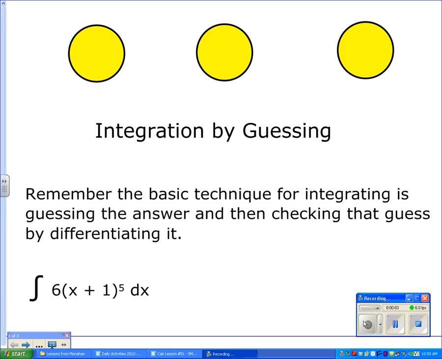Integration by guessing. That's what we're looking at. You're going to guess, and then you're going to see if your answer's right. Usually the basic technique for integration is going to be guessing. You guess, and then you try it out. So if we're integrating this, you're going to guess something, then you're going to differentiate it and see if you got it right.